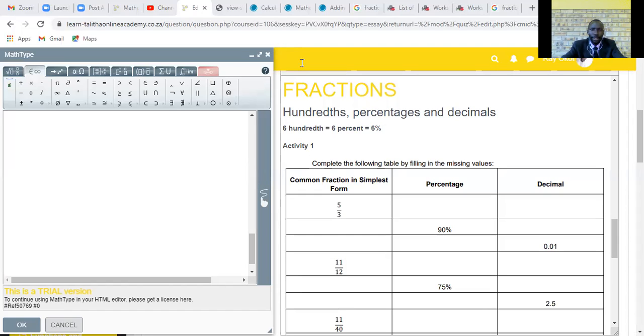Now, in this lesson, we extend our understanding of fractions that we started recently into the concept of hundredths, percentages, and decimals. That is where our discussion of fractions is going to be headed. We want to understand this concept of hundredths, percentages, and decimals. How does it help for us to know? How is it necessary? How is it applied? How do we apply that concept, for example?